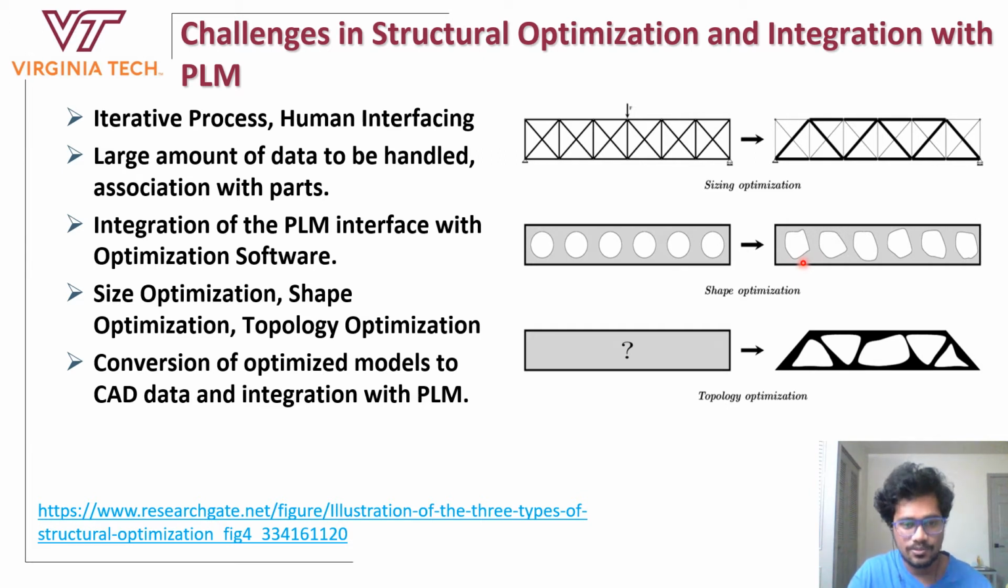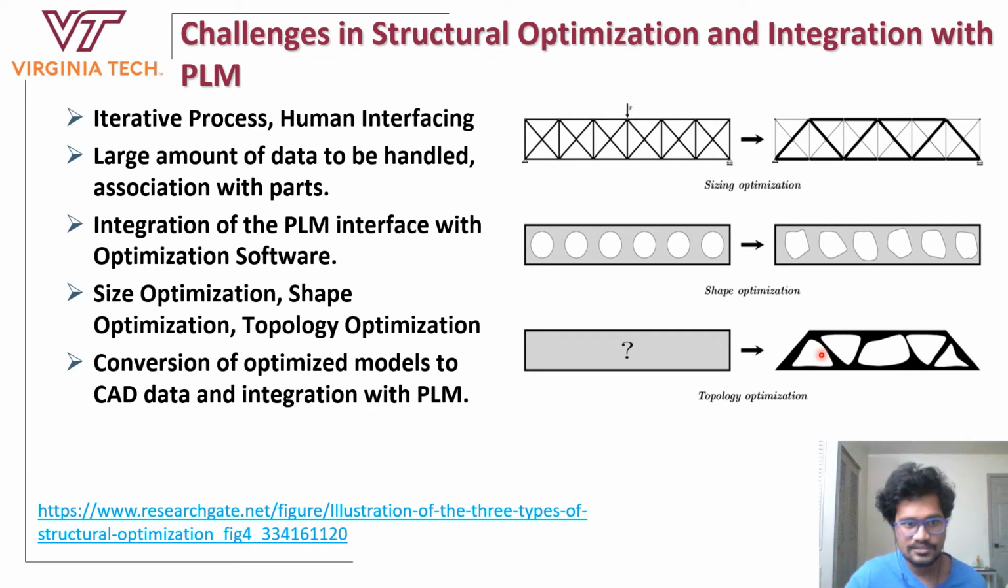When we talk about topology optimization, we actually add features into the product. As you can see, there is no hole or any slot over here, but based on the loads and constraints, these slots are added into the image. So all these types of optimization have to be integrated with the PLM, which is some kind of a challenge.